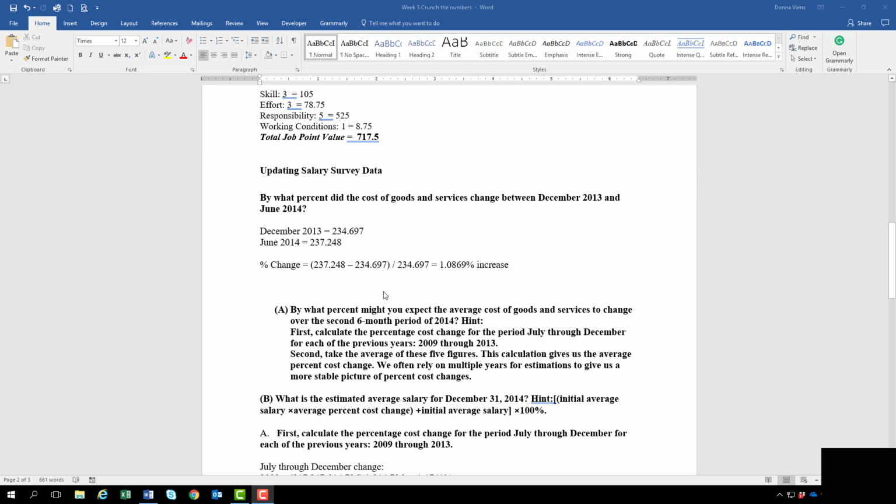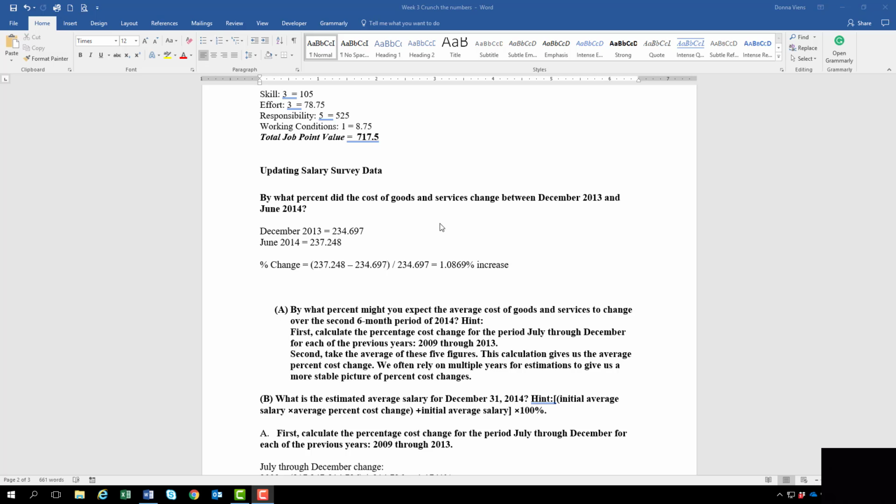So in this case, what we're doing is we're looking at the percentage by percentage. What did the cost of goods and services change between December 2013 and June of 2014? So in this case, we look at what December is and we look at June. And to do the percentage of change, what we do is we take whatever the current is minus whatever the past was, so June minus December, divided by the December number, and that's going to give us a 1.0869% increase.